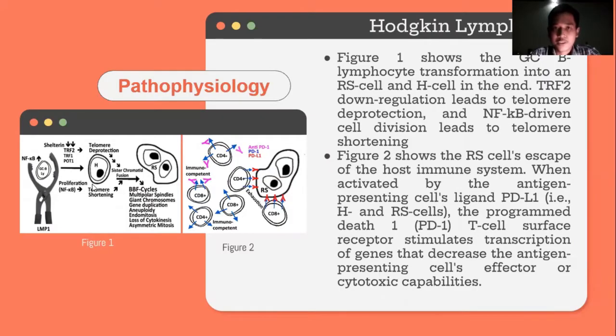Hello everybody, in this opportunity, I would like to explain the pathophysiology of lymphoma. First of all, let me introduce myself. My name is Putra and my student identification number is 20025111084.